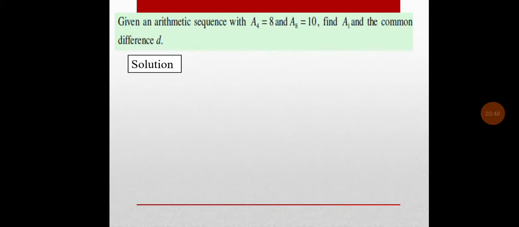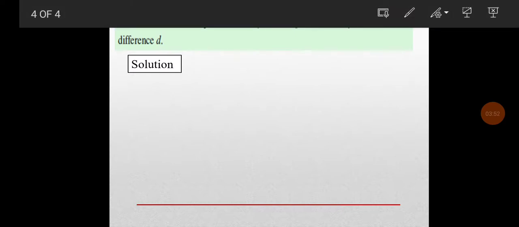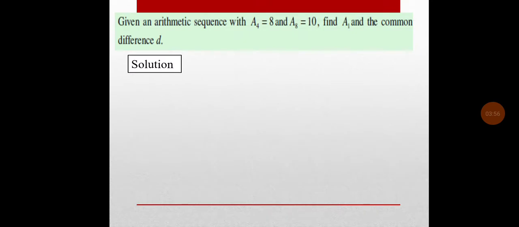Here is the last example, and somehow challenging this one. This time, what is given to us? Given an arithmetic sequence, the fourth term is 8 and the tenth term is 10. A4 and A10 are given, and we are asked to find the first term and the common difference. Let us see the solution step by step.